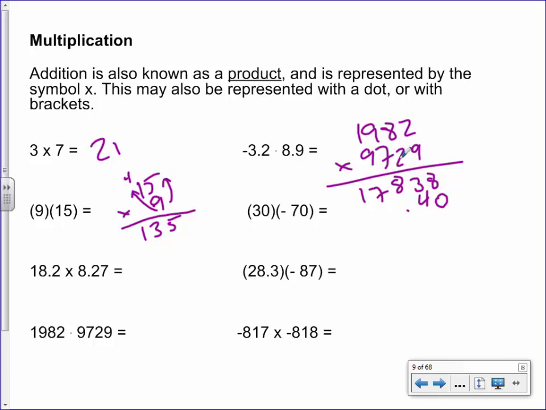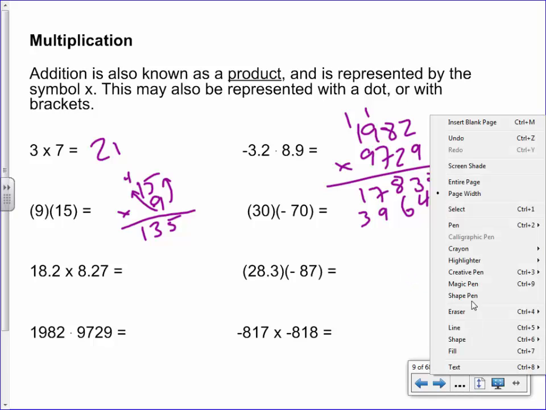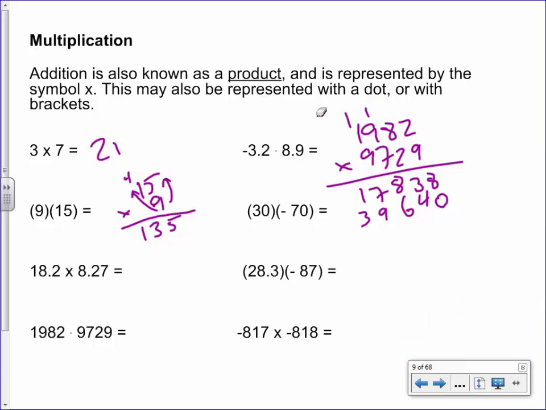2 times 8 is 16. Carry the 1. 2 times 9 is 18. Plus 1 is 19. Carry the 1. 2 times 1 is 2. Plus 1 is 3. Okay, well, we're still not there yet. I've now done the 9's column of 1s, the 2's column of 10s, that's where the 0 came in. Now I got to do the 7's columns of 700s.